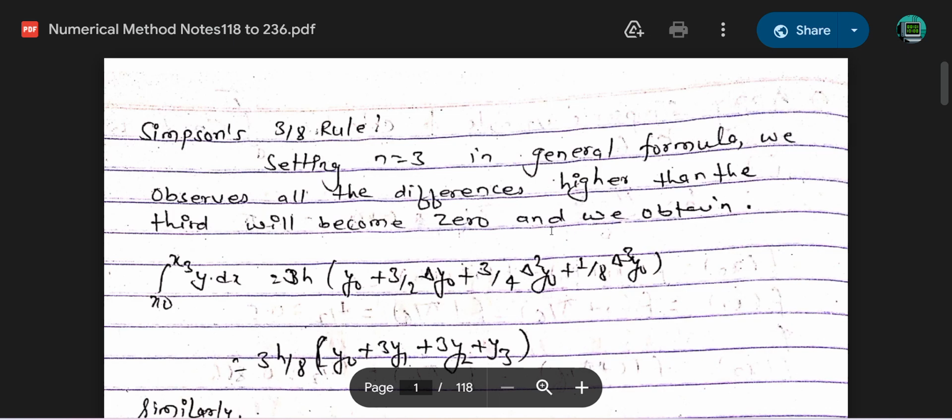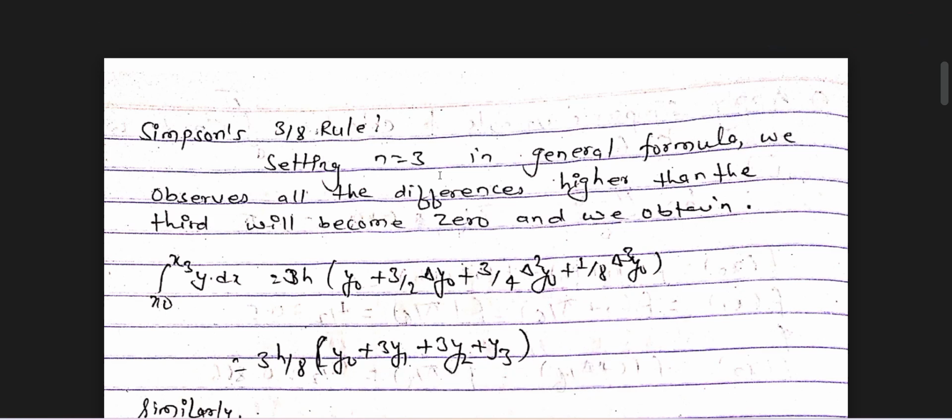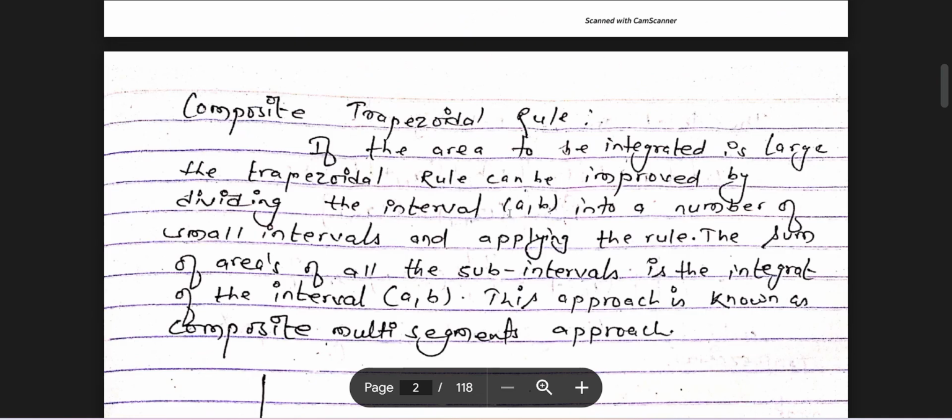सुरुमा रहेको छ Simpson's 3/8 rule. Setting n is equal to 3 in the general formula, we observe all the differences higher than the third will become 0, and we obtain the integral of y dx from x0 to x3 as 3h/8 times (y0 + 3y1 + 3y2 + y3), similarly y dx.